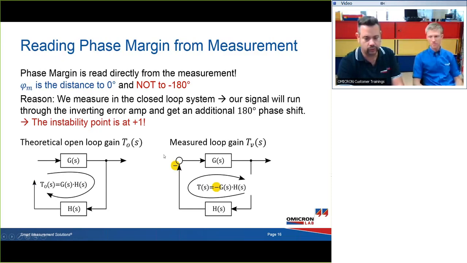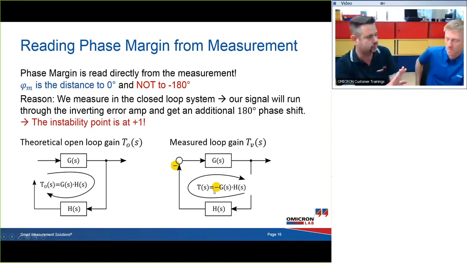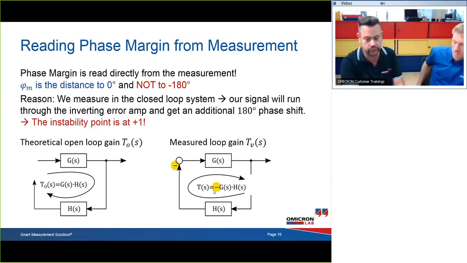In our system, we break at a different point. So we have this error amplifier inside our system. As a result, we have the minus, which reflects the 180 degree phase shift in the system, and therefore the transfer function we are measuring is 180 degree phase shifted, and therefore our instability point flips from minus 1.0 to plus 1.0 in the Nyquist chart. Yeah.